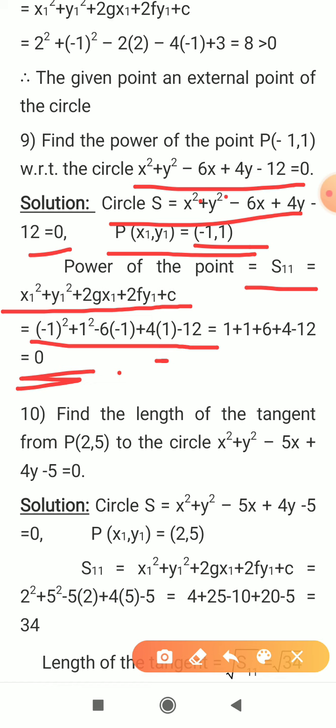Yes, if the power of the point is 0, that means S11 is equal to 0. S11 equal to 0 means the point is on the circle. Okay, so that is the relation between the power of the point and the position of a point.